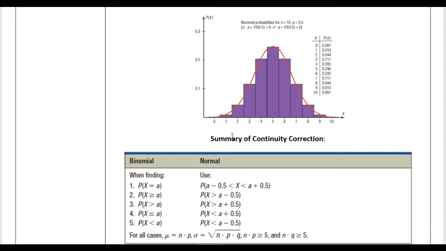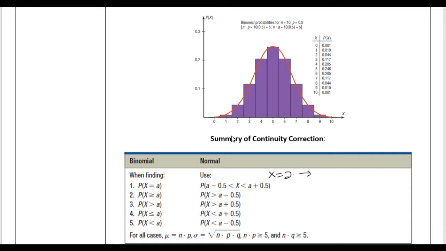Okay, so this is the summary, like we said, of what to use. I'll give you some examples. For example, let's look at x equals 2. So if you had x equals 2, we're going to do the boundaries for x equals 2. That would mean that you want a little bit before the 2 and a little bit after the 2 if you want it to equal 2.